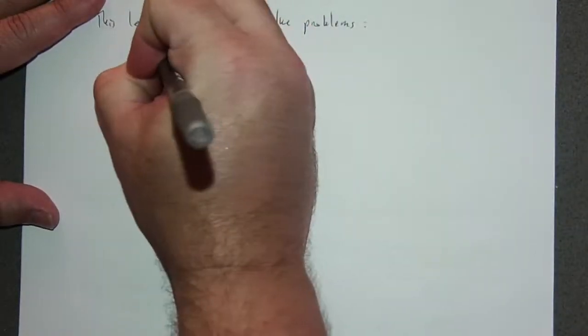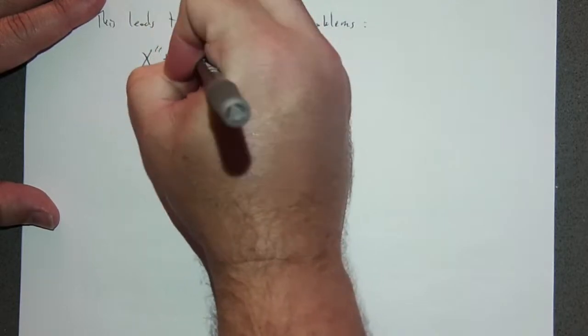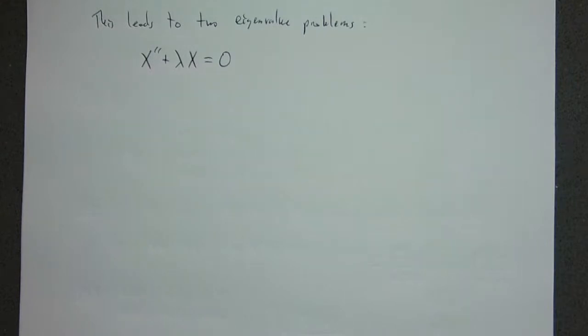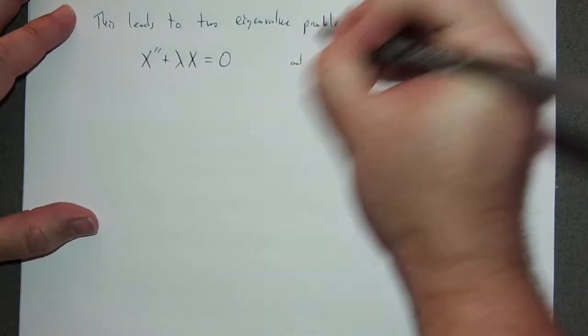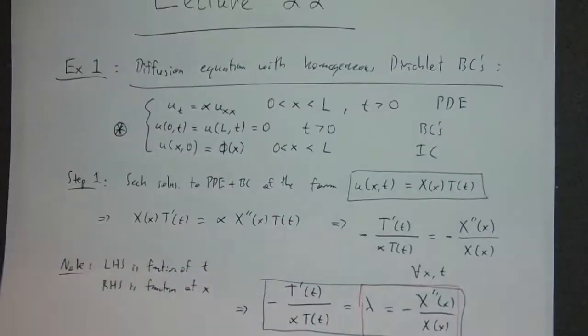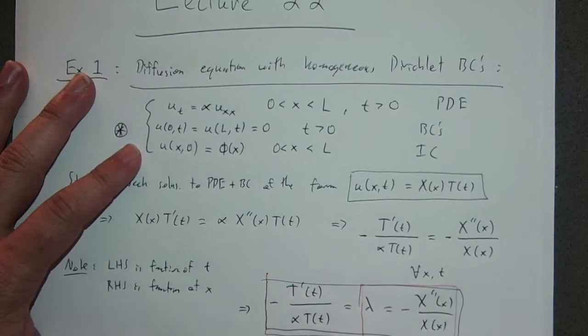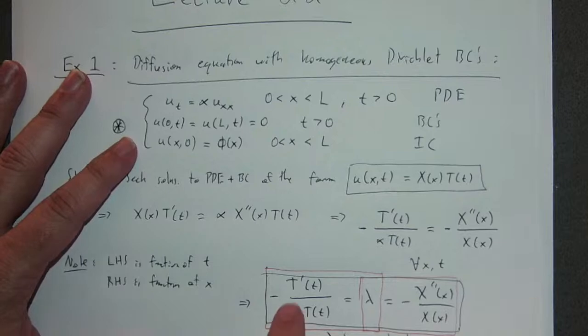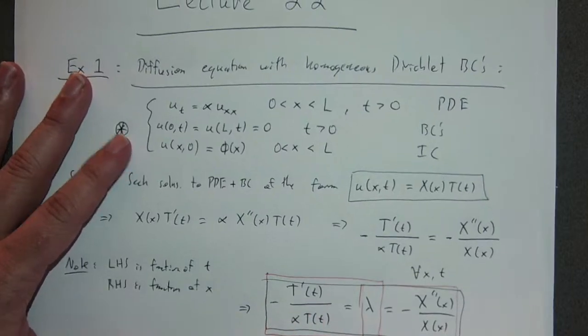One is x double prime plus lambda x is equal to 0. Hey, that's exactly the eigenvalue problem we put so much effort into solving, and we put so much effort into tying it in with all of the Fourier series stuff that we had talked about. Okay, so it leads to this eigenvalue problem, and the other eigenvalue problem it leads to, looking at this part of the equation, is t prime plus alpha lambda t equals 0.